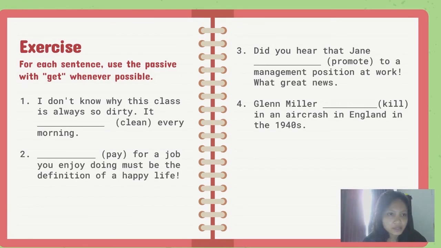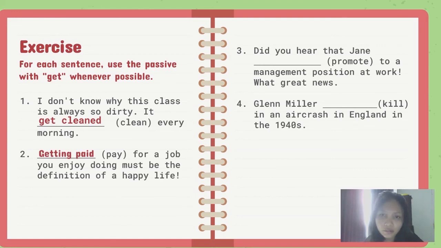Okay, for our exercise, for each sentence, use the passive with get whenever possible. Number 1: I don't know why these clothes are always so dirty. They blank every morning. The correct answer is get clean. Number 2: blank for a job you enjoy doing must be the definition of a happy life. The correct answer is getting paid.